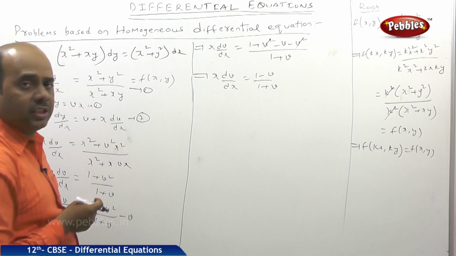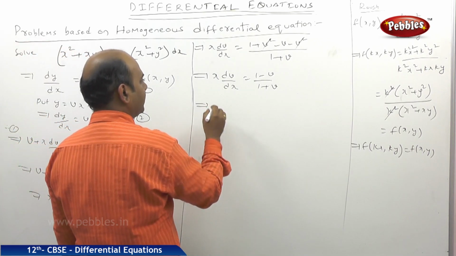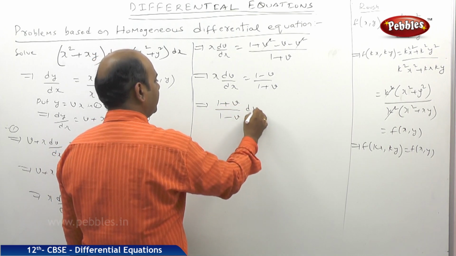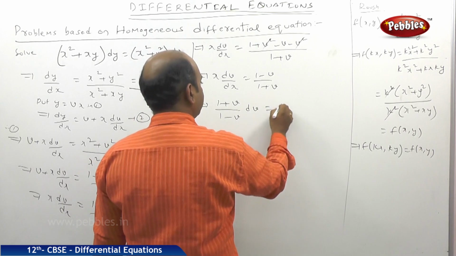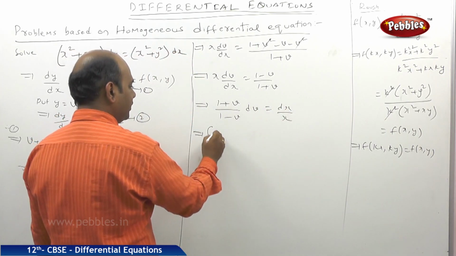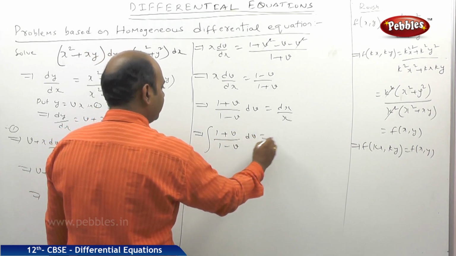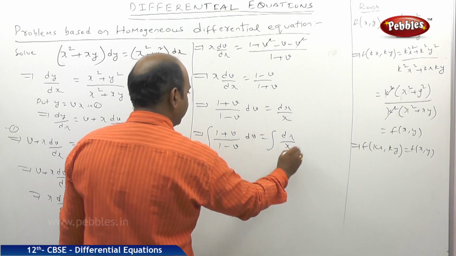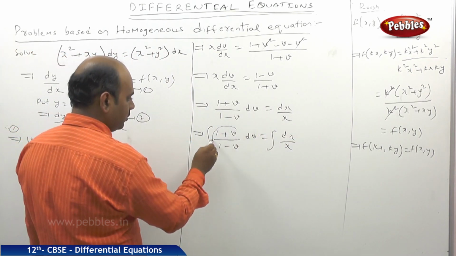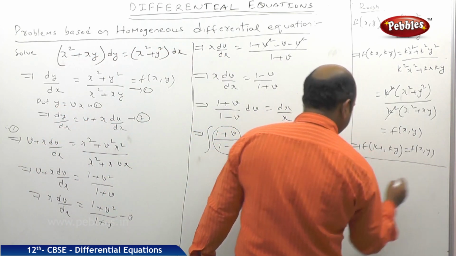So now we can make it variable separable. So (1 plus v) by (1 minus v) into dv is equal to dx by x. Now I think I can integrate. Integral of (1 plus v) by (1 minus v) dv is equal to integral of dx by x. Now this whole function I can write like this. I am mentioning it in rough.